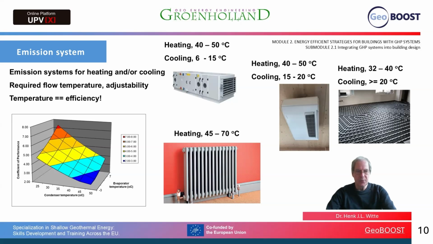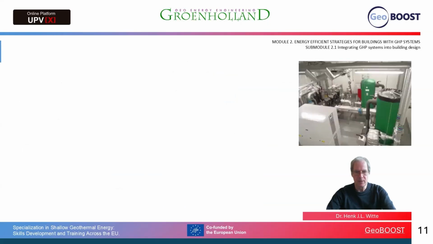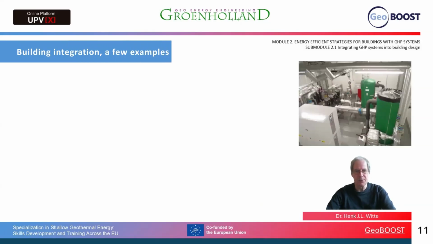So important for the selection of the emission system is the temperature that we need and the required flow temperature, and the adjustability of the system in part load conditions. Integration with the building can be done in many, many different ways. We give a few examples in the following slides.